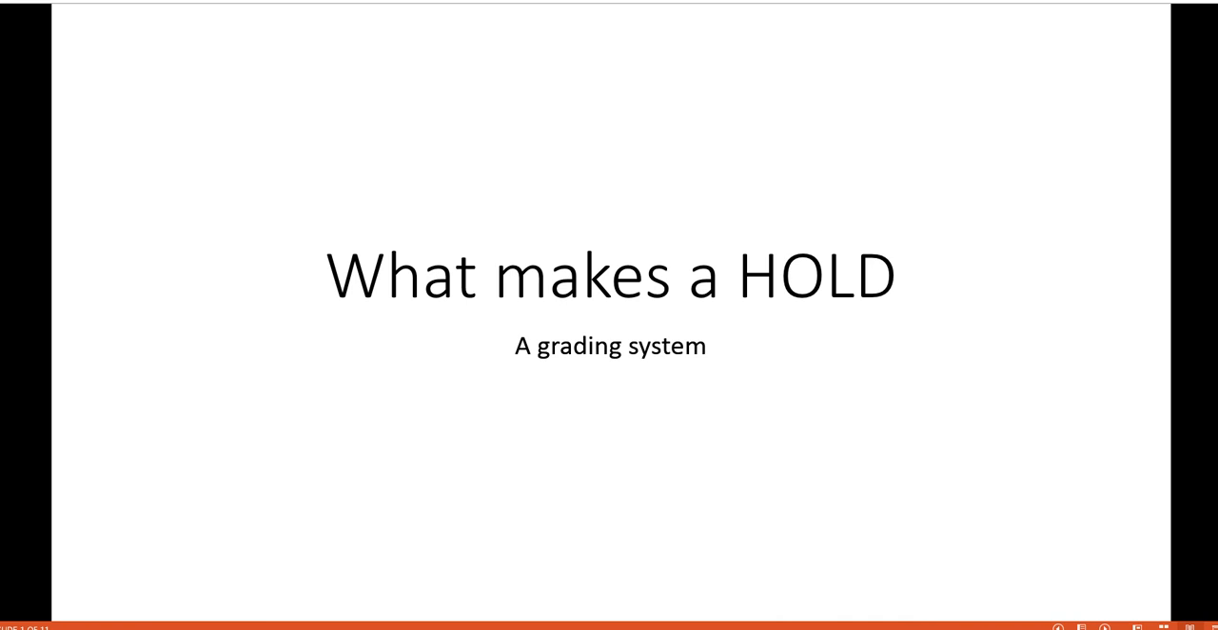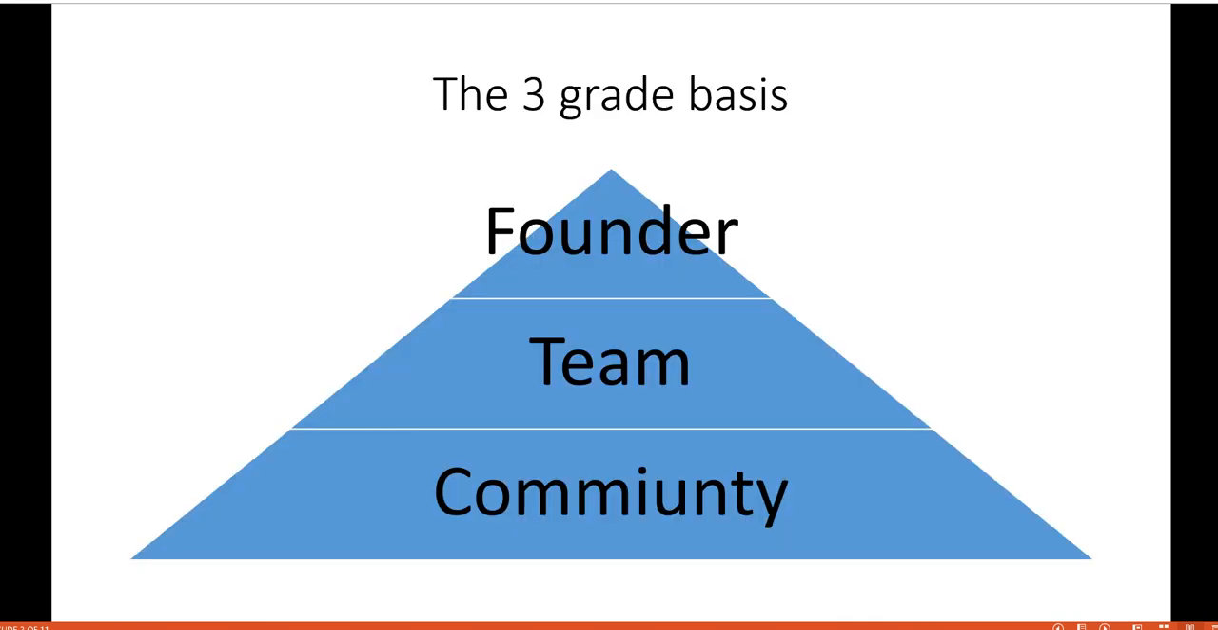The three grade bases that I use are founder, team, and community. These things are very important because you can have one or the other, but you need to have all three for a long-term hold. And obviously, if you're trading, it does matter, but not as greatly. And if you're worried about volatility, these are definitely things to look into.